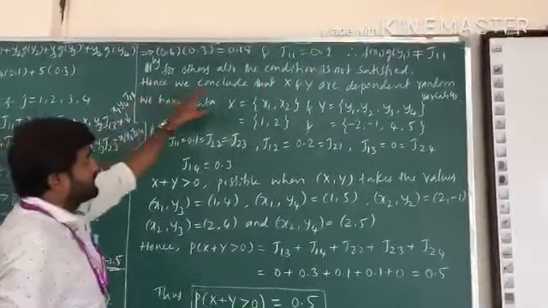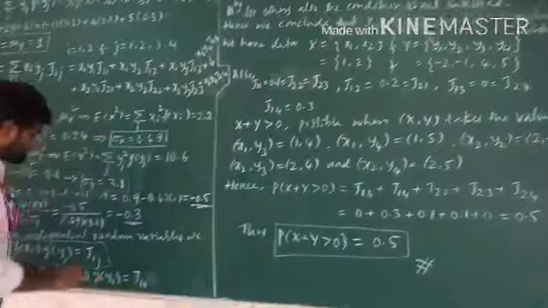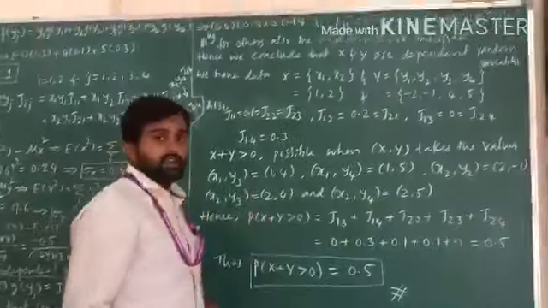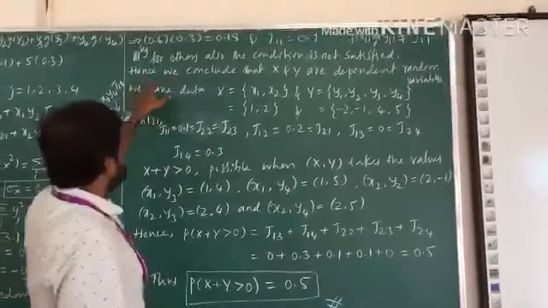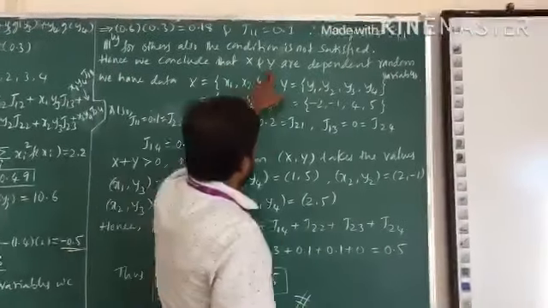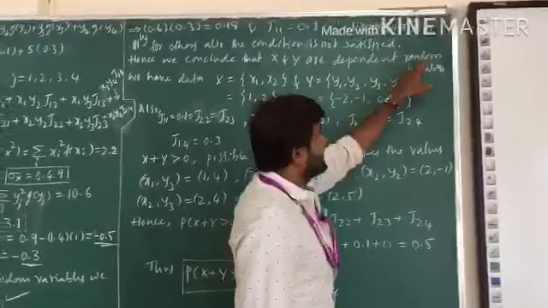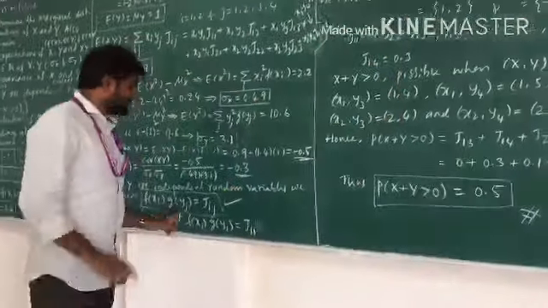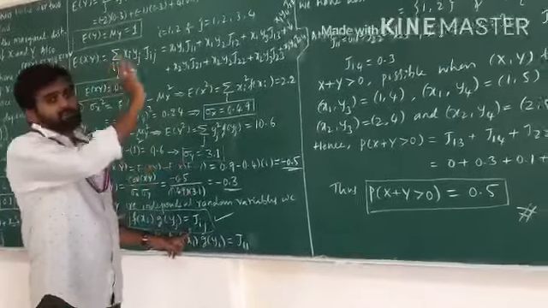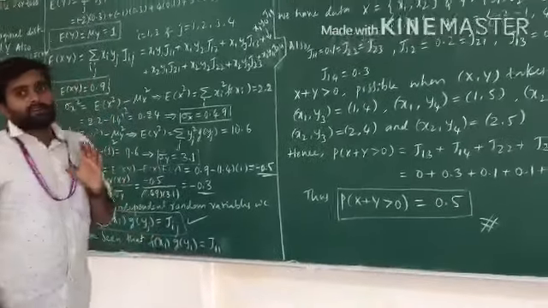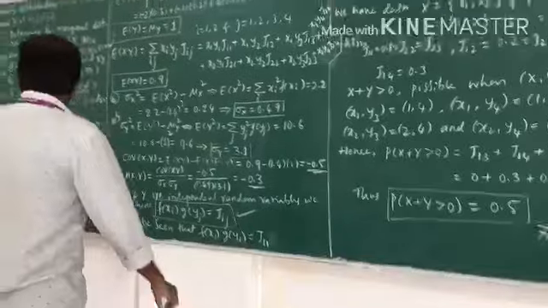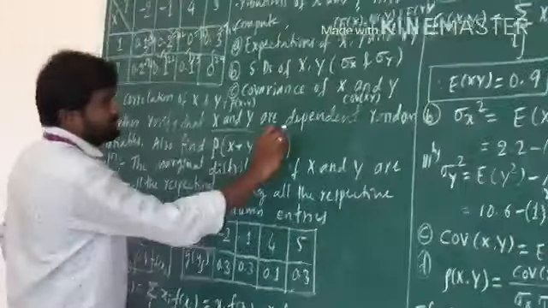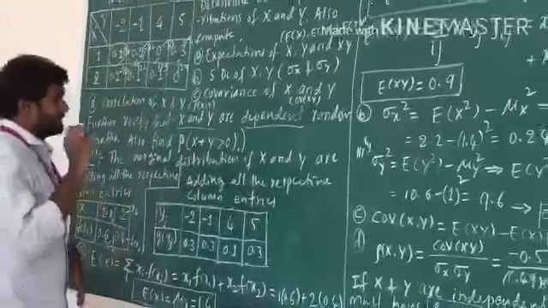Hence we conclude that if this expression is not satisfied, then the given x and y are dependent random variables. Why? Because this condition is not satisfied. That's why x and y are dependent variables. Here we have verified that x and y are dependent random variables.